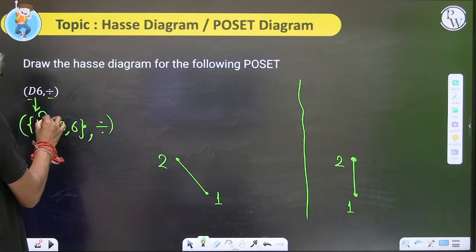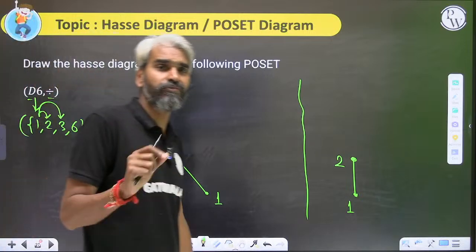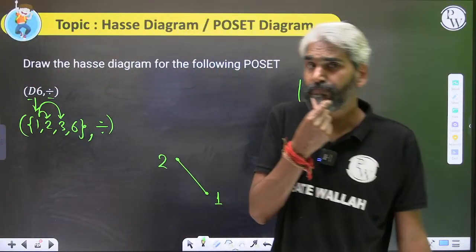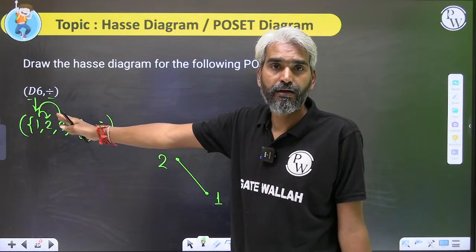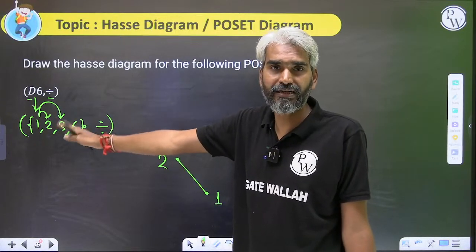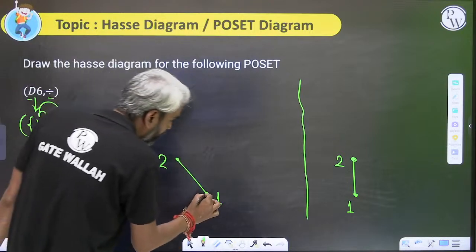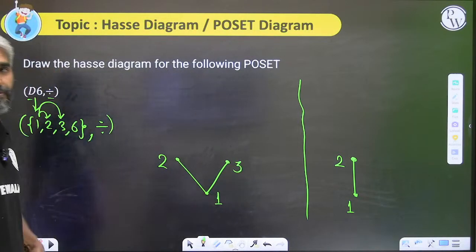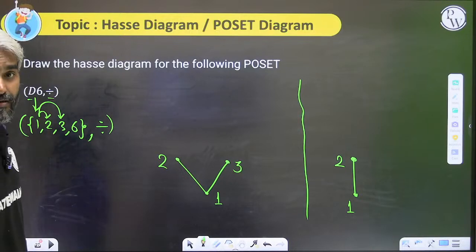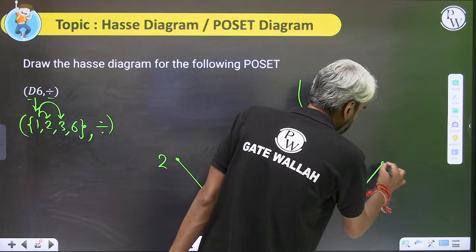Does 1 divide 3? Yes, sir. 1 also divides 3. Do we have any element x such that 1 divides x and x divides 3? No, sir. 1 divides 2, but 2 does not divide 3, and there is no other element x such that 1 divides x and x divides 3. Therefore, there will be a direct edge between 1 and 3 as well.